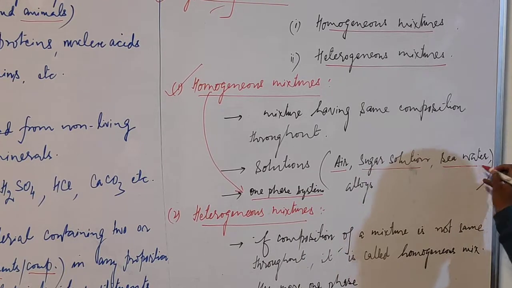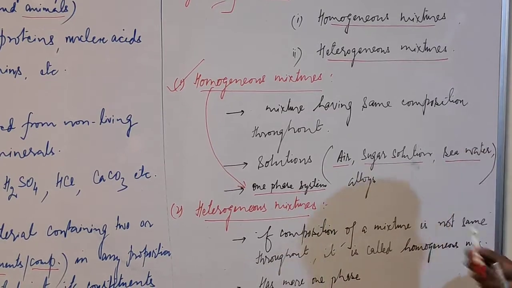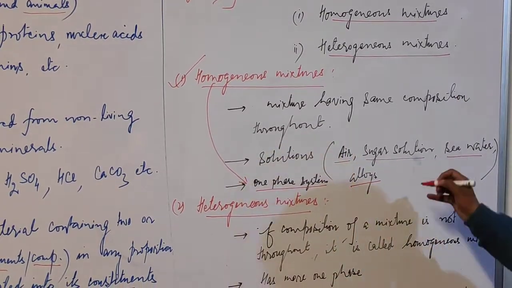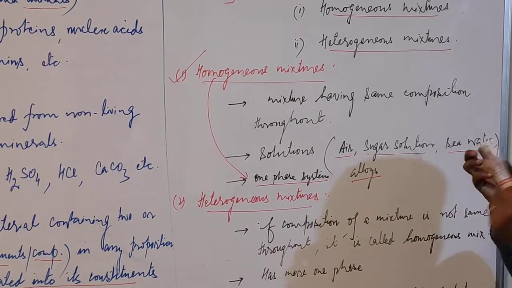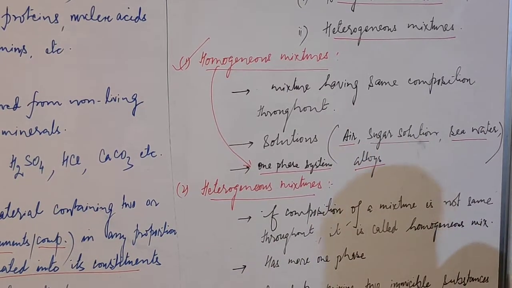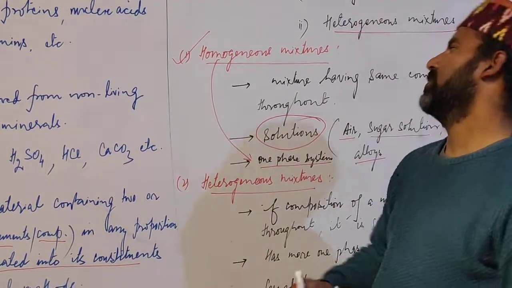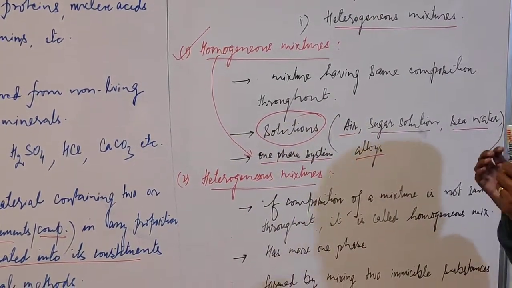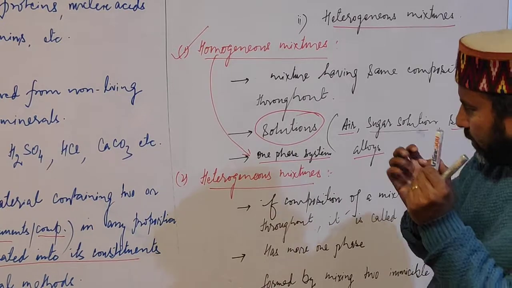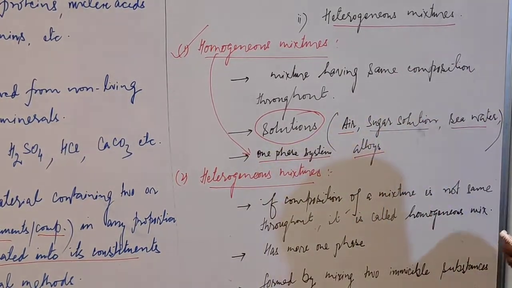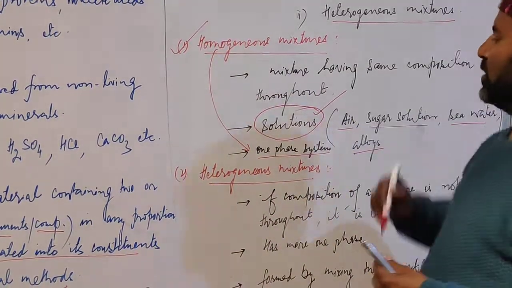Again seawater has many salts dissolved in water, but they all exist in one phase. Even alloys like brass, bronze, they have many metals, but they exist in one phase. Even amalgams are also homogeneous mixtures. So student, homogeneous mixtures, since the individual components cannot be separated or distinguished, we say homogeneous mixtures are what? They are also called solutions. So every solution is a homogeneous mixture.